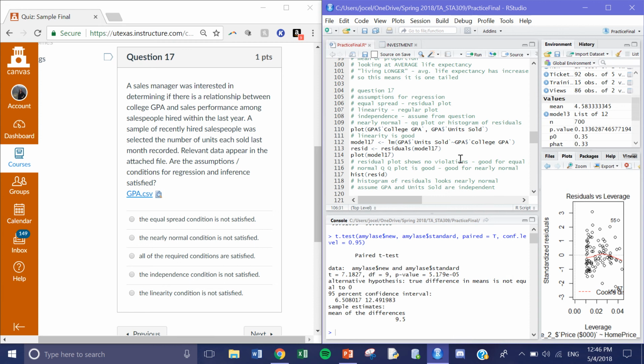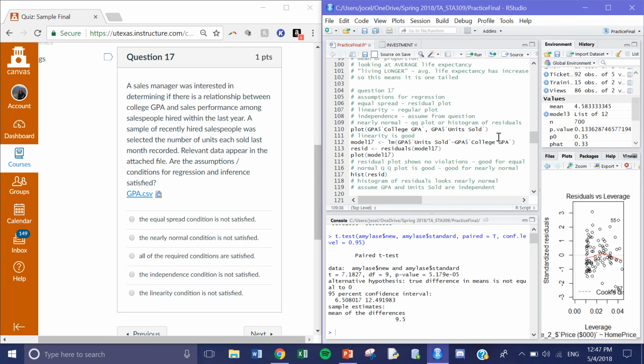So, equal spread. That's where you use a residual plot. Linearity, we just use a regular plot. Independence, we usually just assume it from the question that these two things are independent. And nearly normal, we can look at a QQ plot, or we can look at the histogram of the residuals.